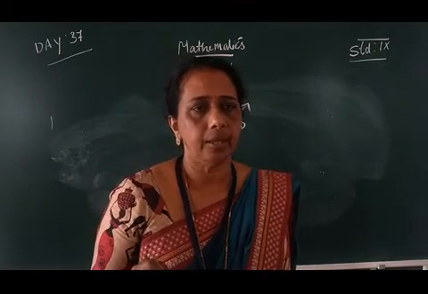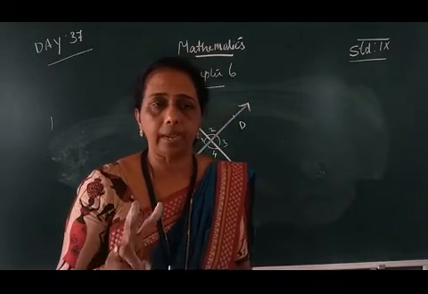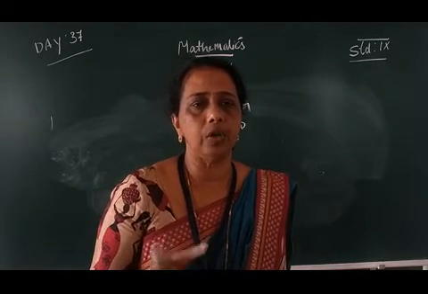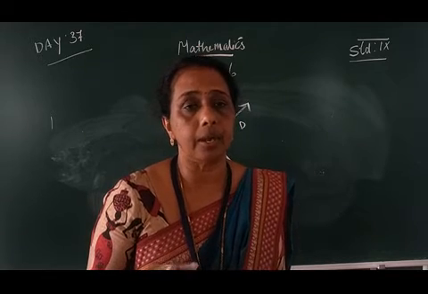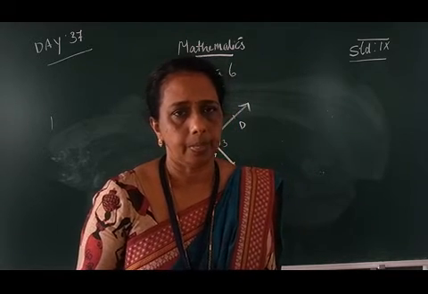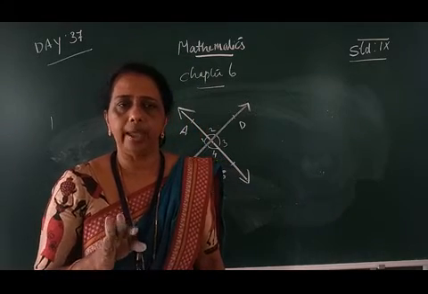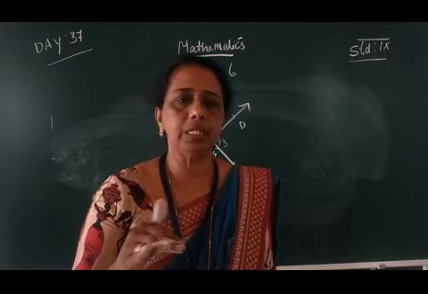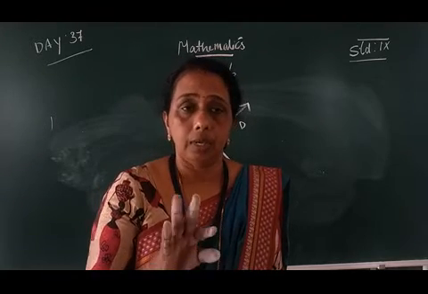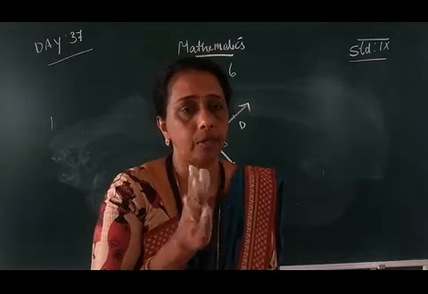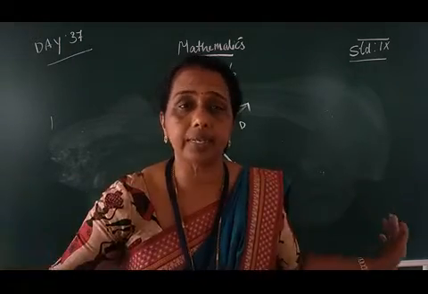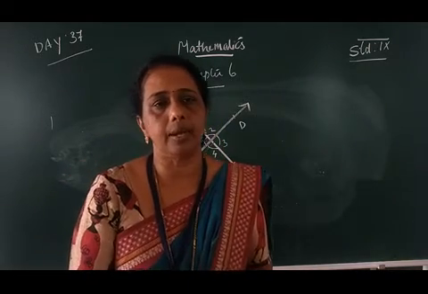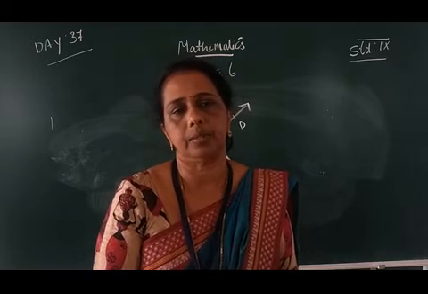First, we studied adjacent angles: two angles having a common vertex and a common arm, with the non-common arms on either side of the common arm, are called adjacent angles. Next, linear pair angles: if two angles are adjacent angles and their sum is 180 degrees, that means the non-common arms form a straight line. That type of angles are called linear pair angles.